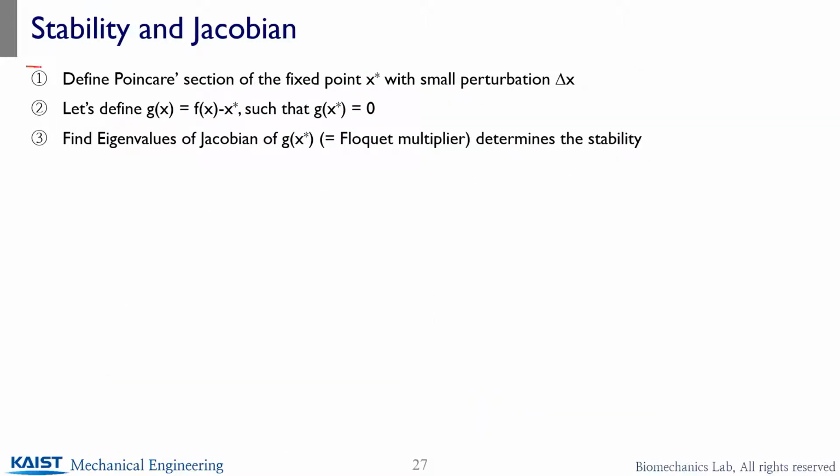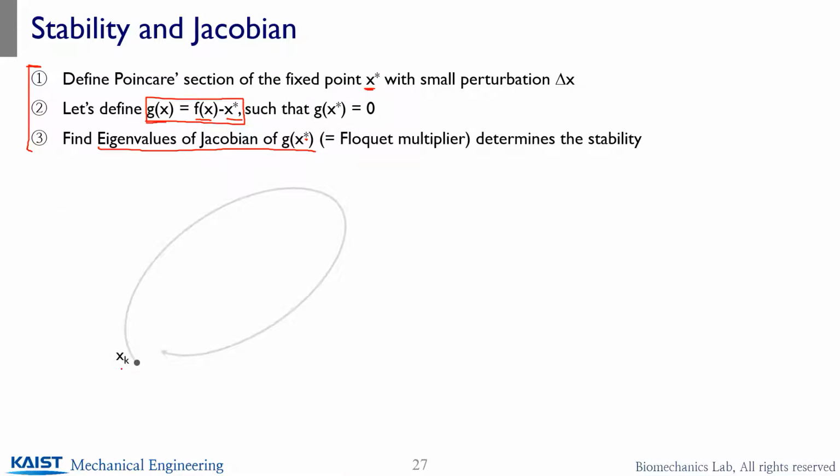To make a long story short, you just have to find the eigenvalues of the Jacobian. For the Poincare section, you find the fixed point and define the function g of x as the difference between your next step f of x and the fixed point. That's what we define as g of x. Then find the Jacobian of g at x star, the fixed point, and its eigenvalues, the Floquet multipliers, which determine the stability. Why? That's what I'm going to explain.